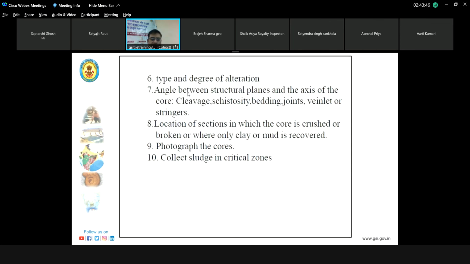The type and degree of alteration, then the angle between your structural planes and your core axis, like that. Everything should be entered, because on that record only you have to calculate your resource estimation. If anybody sees the report, they have to see the core logging first: which lithology you are encountering, which type of minerals are there, which type of structures are there. So this will definitely put value on your report.